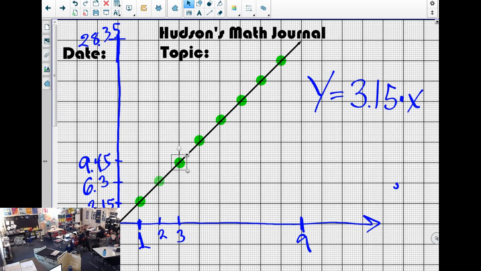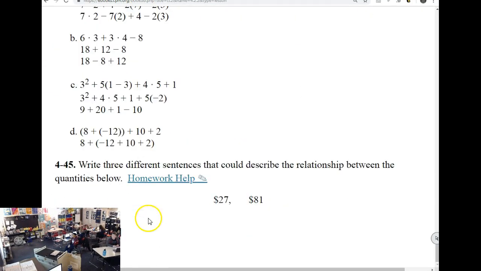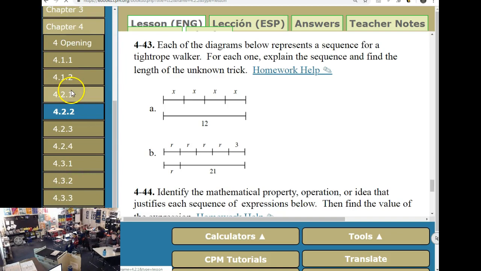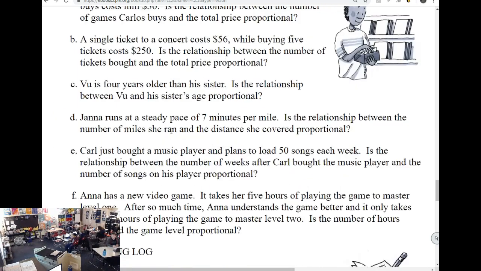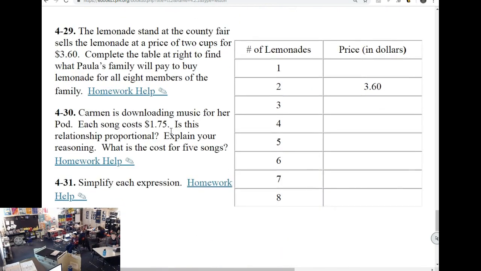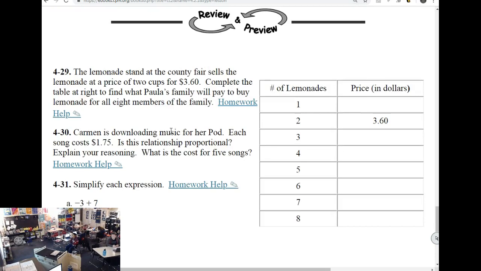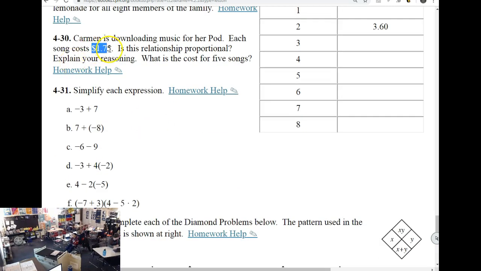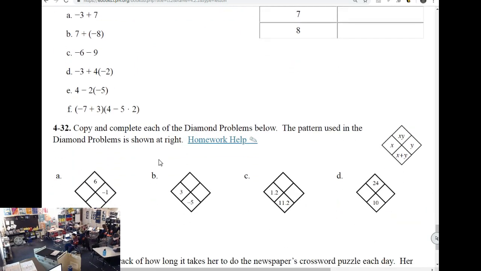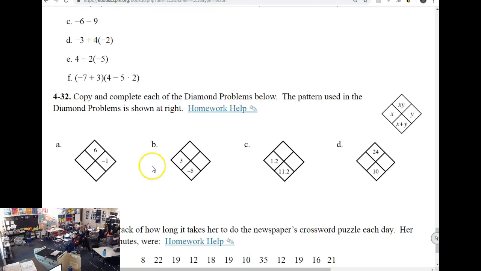Yeah, I was like, you're talking about 421, 422, or 423. That's so annoying. So 421 here, we had the lemonade problem here. Carmen's downloading music. Carmen, how dare she? Wow, that's an expensive song. I know, $1.75. That's like a pop hit. No, that's what normal pop hits are. I know back in my day though, when you started to be able to download music, everything was 99 cents.